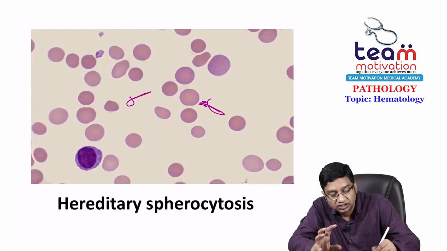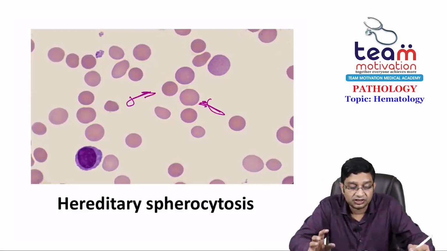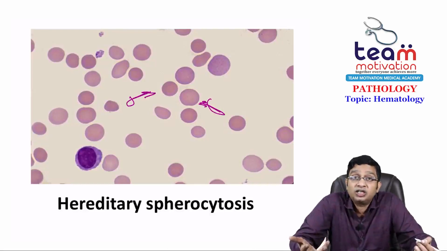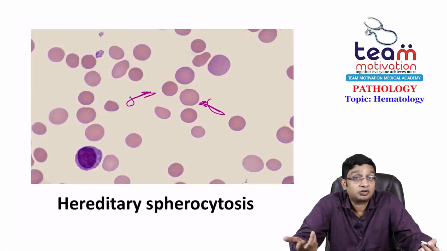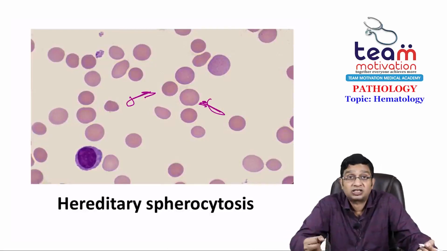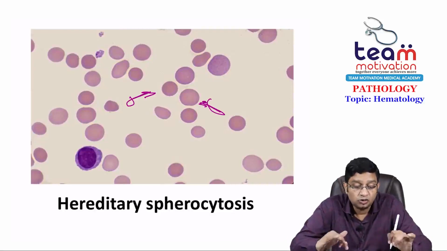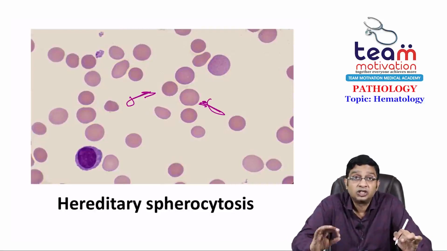Now if you see here, you are appreciating the presence of spherical shaped RBCs. They were also seen in megaloblastic anemia, but here there are no hypersegmented neutrophils. So you get here spherical shaped RBCs.